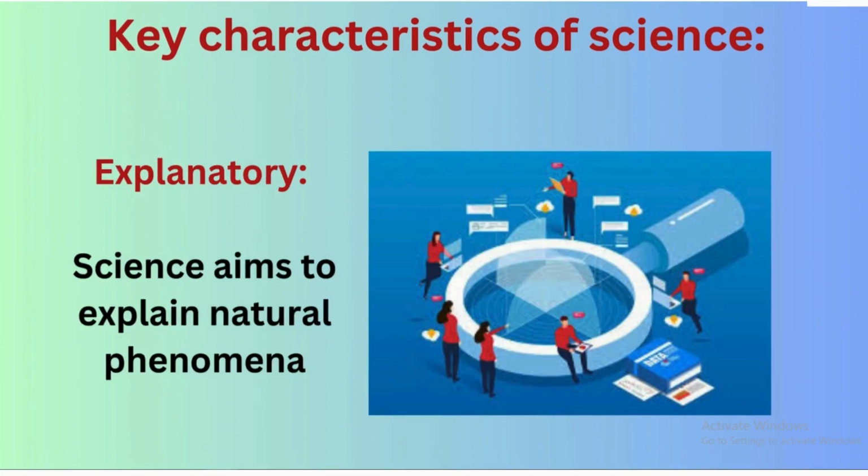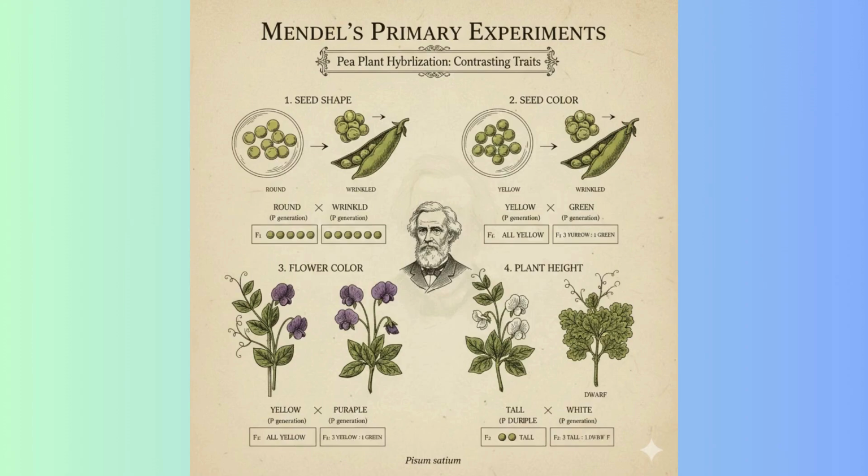Another example of science is the explanatory test. By definition, it shows that science aims to explain natural phenomena. We again explain this with one example: Mendel's pea plant crossing, also called Mendel's law of inheritance experimentation. This experiment was designed not just to observe the phenomena but to explain the underlying mechanism of heredity.